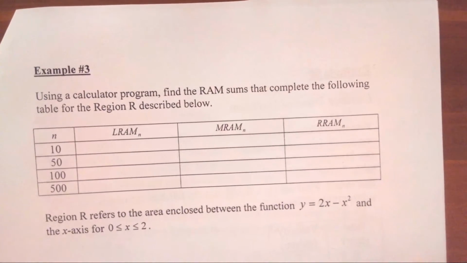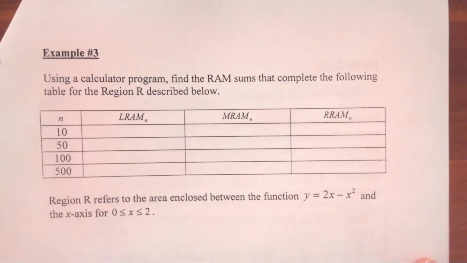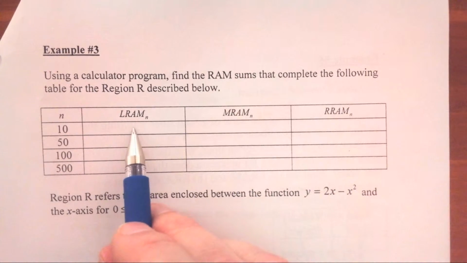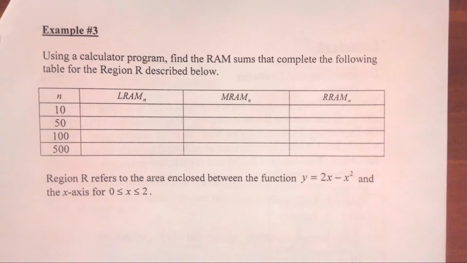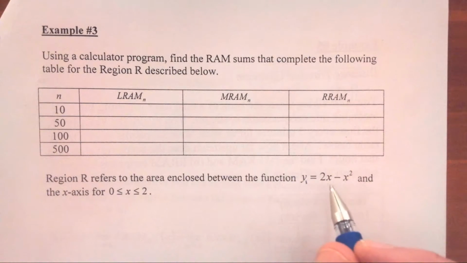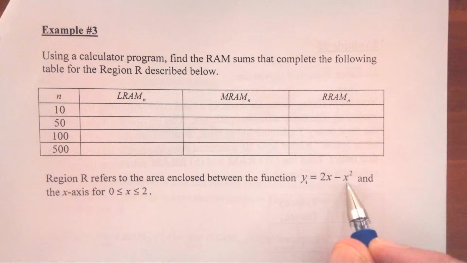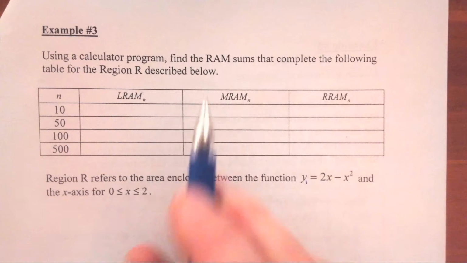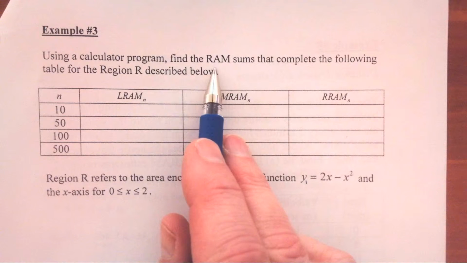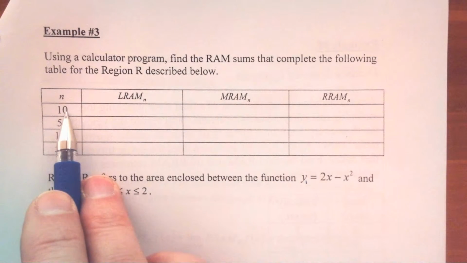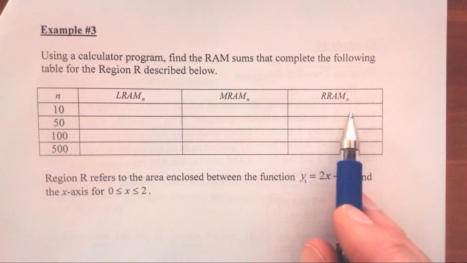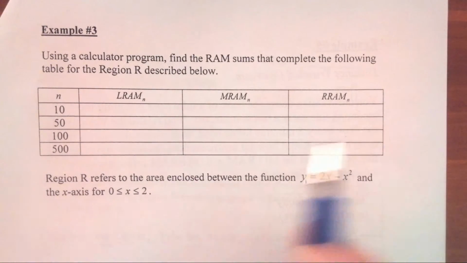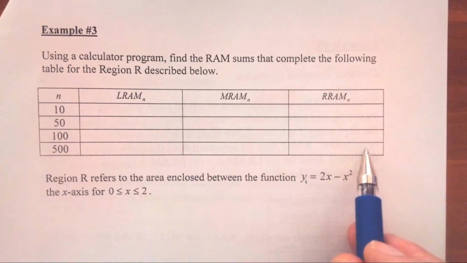Okay, use a calculator program to find RAM. I'm going to leave that to you if you do not have that calculator program. But again, what would we do? We'd enter y1 as if we were going to graph 2x minus x squared. We would run our RAM program. It would ask us for intervals. We'd enter 10 intervals, left bound 0, right bound 2. And we would get approximations based on 10 intervals. Wouldn't want to have to do that by hand. It's going to take a while. Certainly wouldn't want to have to do 500 by hand.